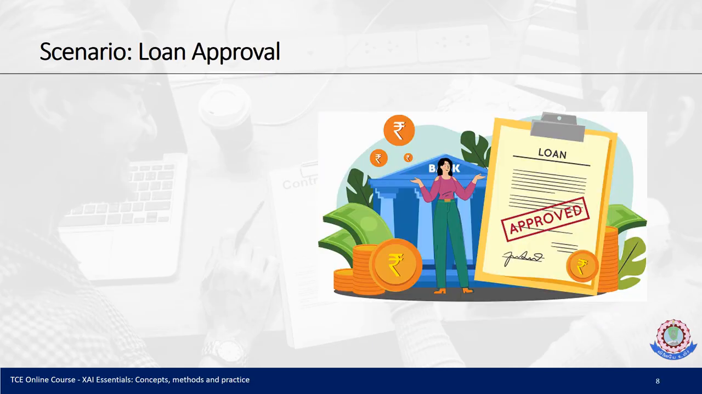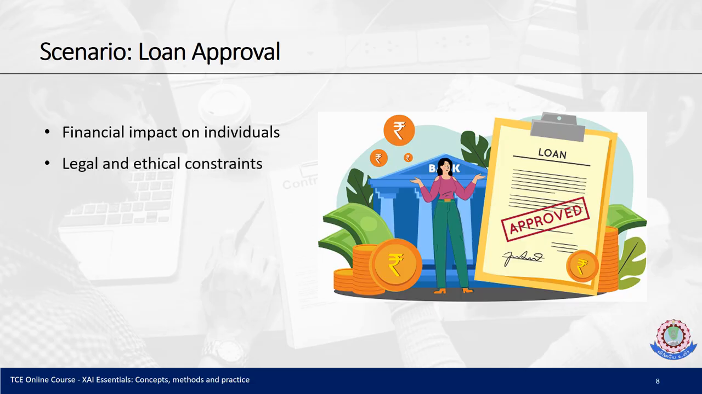Now consider a loan approval system. A bank uses a model to decide whether to approve a loan. This decision affects people's financial futures. If a loan is rejected, the customer has the right to know why. Regulations demand fairness and transparency. Even if a black box model is slightly more accurate, banks often choose simpler explainable models. Here, interpretability is more important than marginal accuracy.